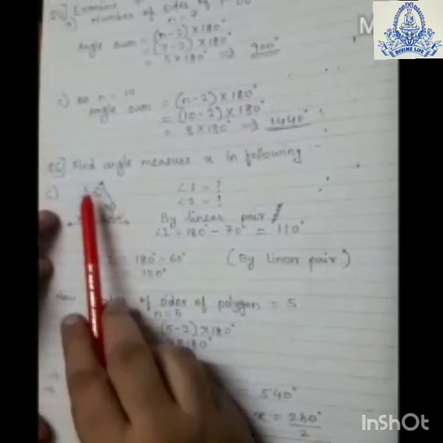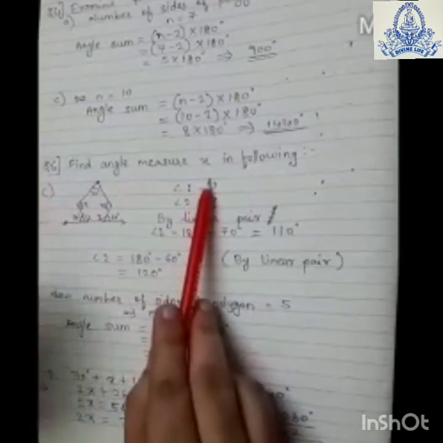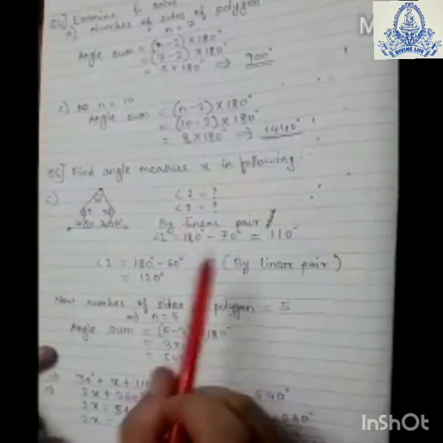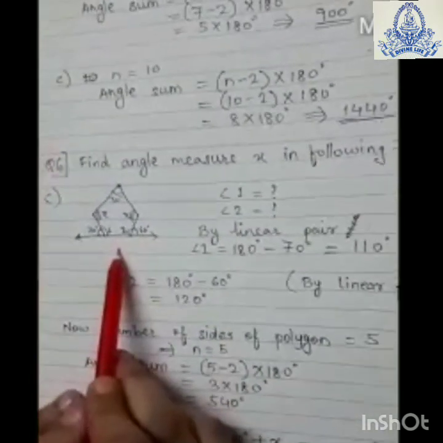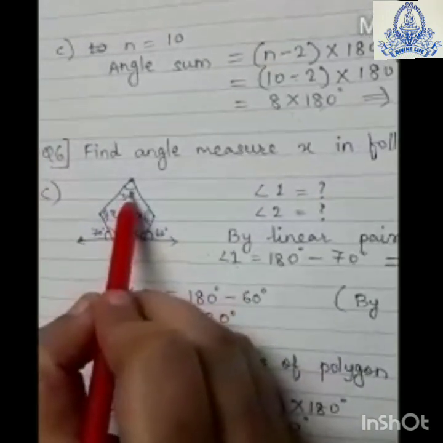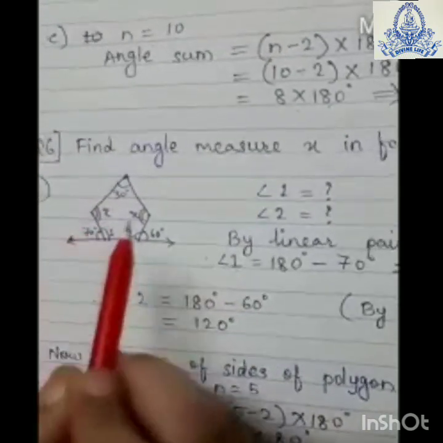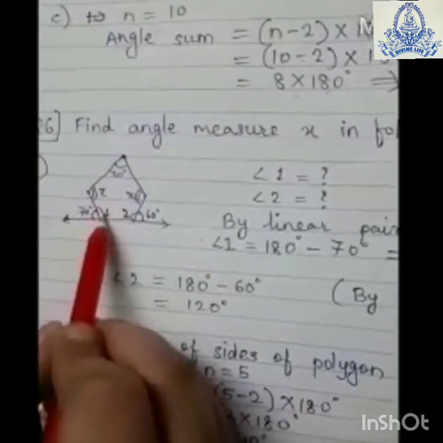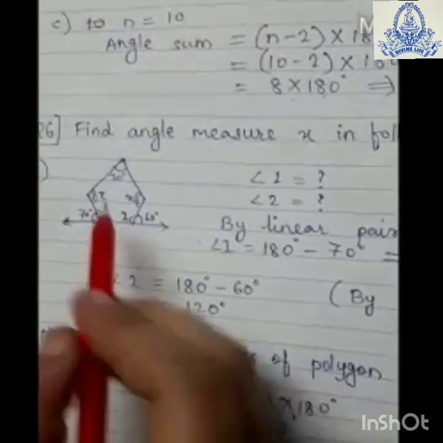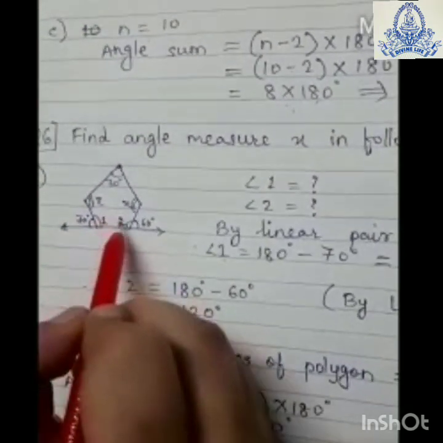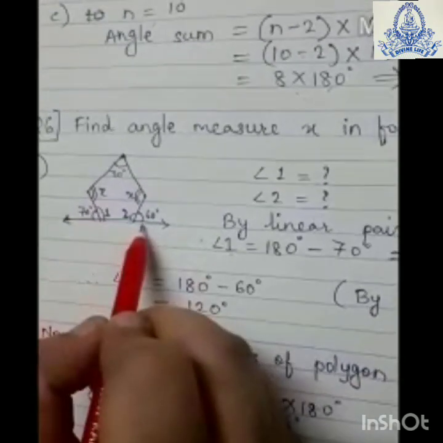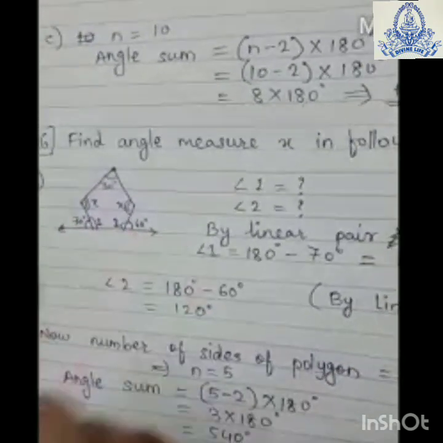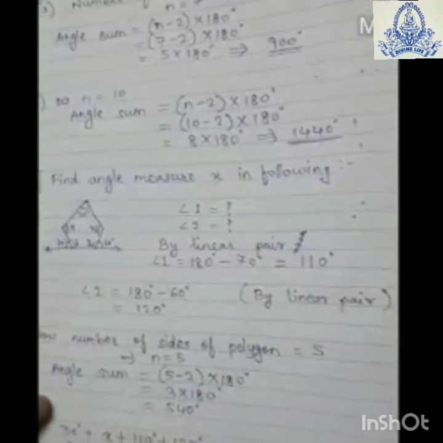Now see, find the angle measure x in the following. This diagram is given. See, this angle is 30 degrees, this angle is x, this angle is x, and here nothing is given, but we have marked 1 and 2. The exterior angle is 70 degrees here and here it is 60 degrees. Now we have to find the measure of angle x.